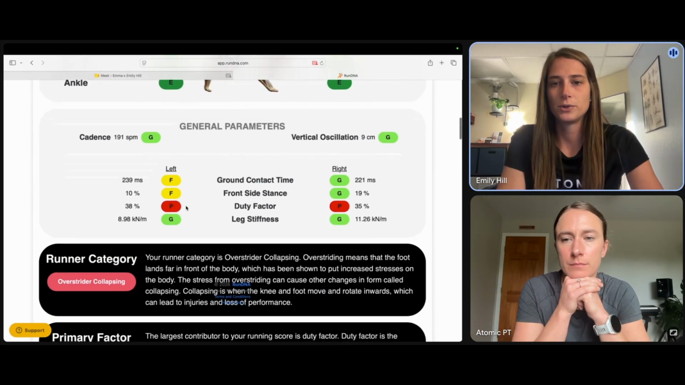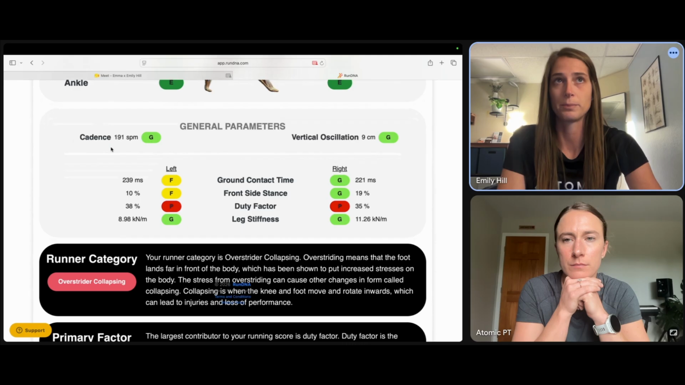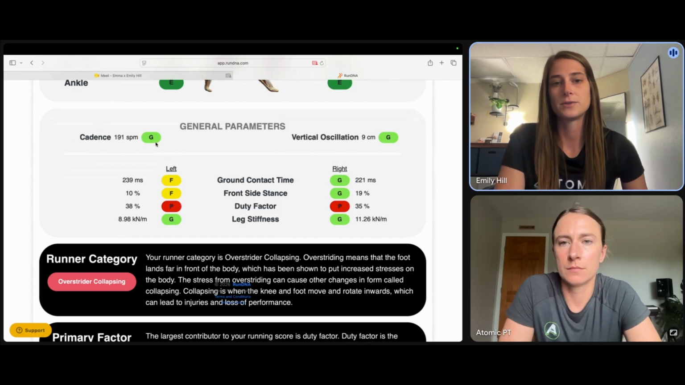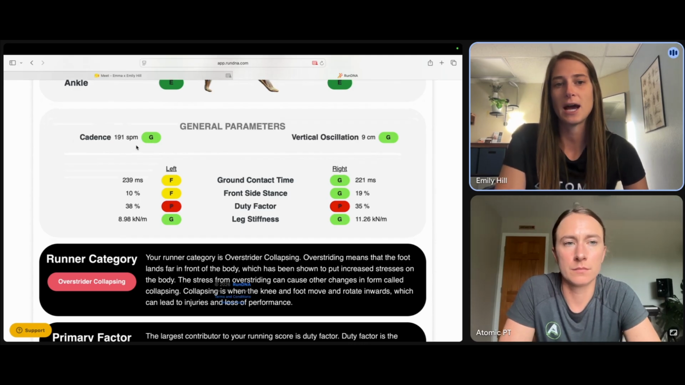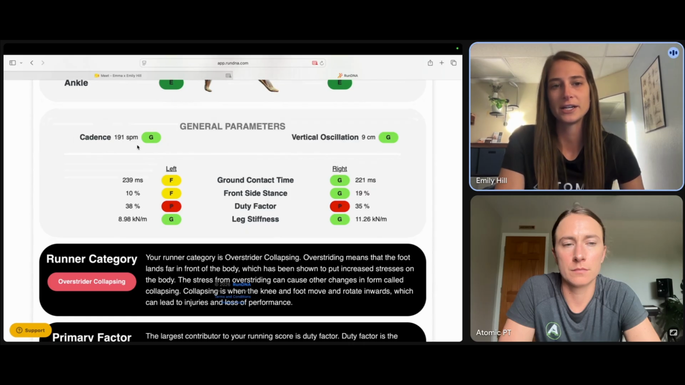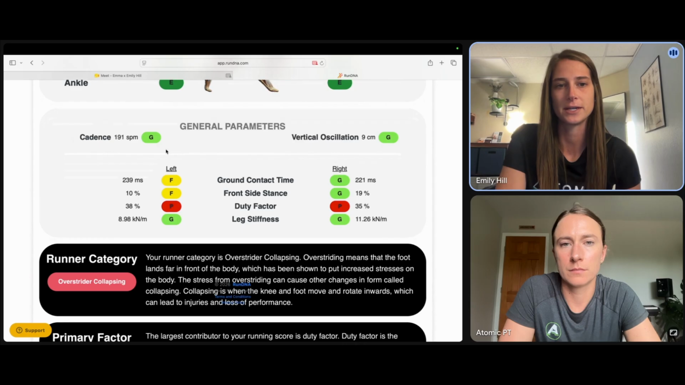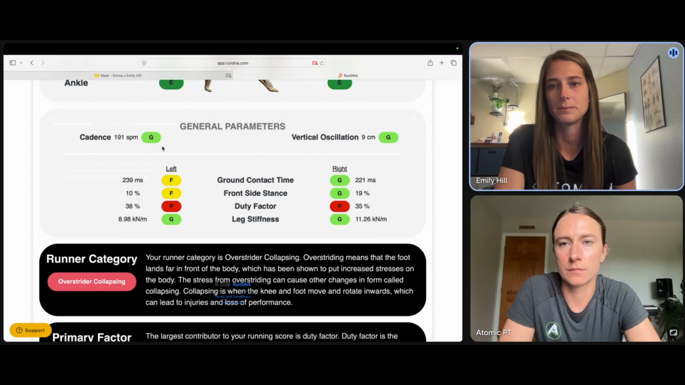As we start to look at general parameters, we first see cadence. This is how many steps you are taking per minute while running. This is a good score. We like to see this pretty high, ideally 165 or higher. The higher the better. It means less risk of injury. So Emma's there at 191, so we're happy with that number.